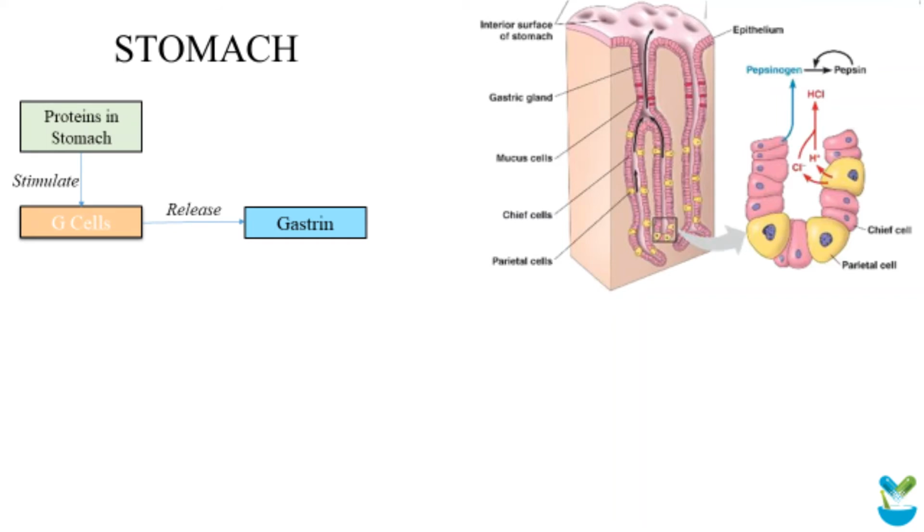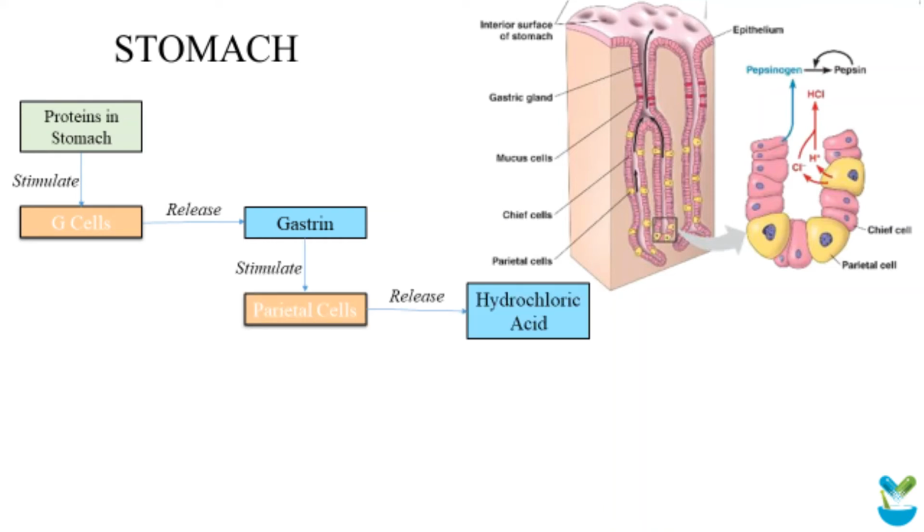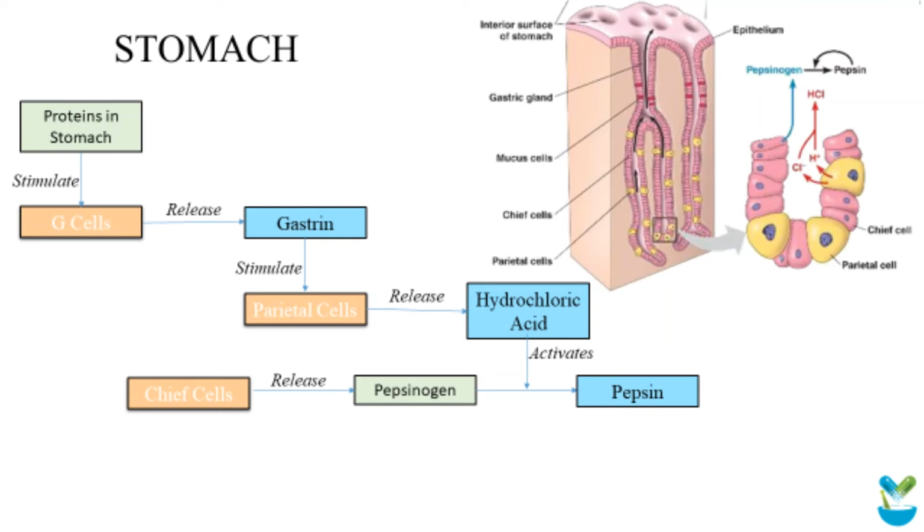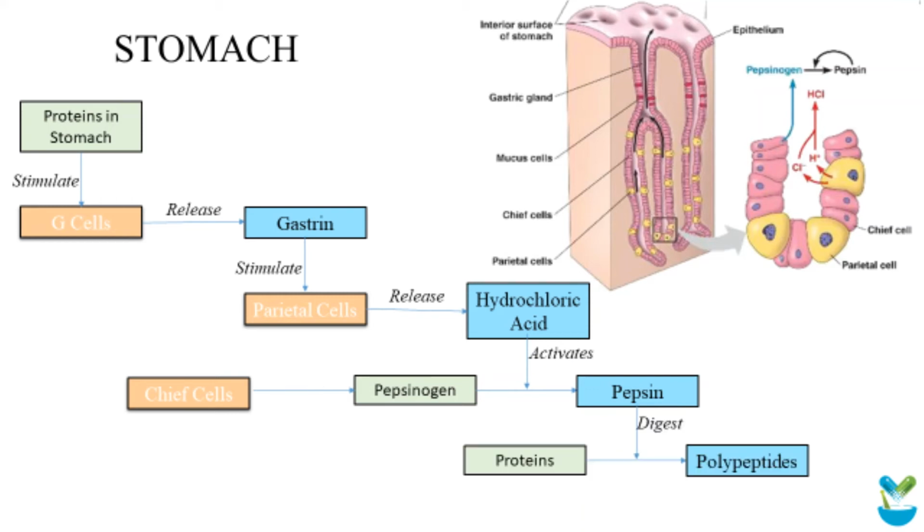Now, what happens within the stomach? Proteins in the stomach stimulate G cells to release gastrin. This gastrin stimulates parietal cells to release HCl or hydrochloric acid. This hydrochloric acid activates inactive pepsinogen, which is released from the chief cells of the gastric mucosa, to active pepsin. This active form of pepsin chemically breaks down proteins into polypeptides. So I guess we'll be clear about the function of all the cells of the gastric mucosa.